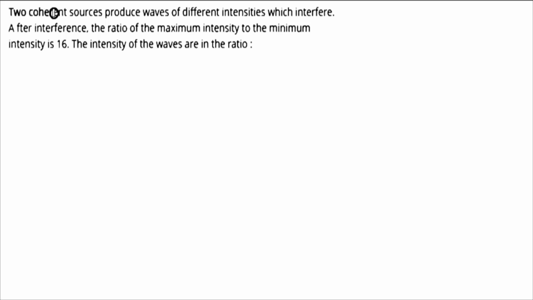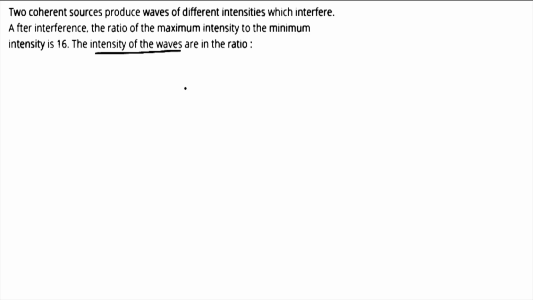The question says that two coherent sources produce waves of different intensities which interfere. After interference, the ratio of maximum intensity to minimum intensity is 16. The intensities of the waves are in what ratio? So we have to find the ratio of the intensities of the waves.